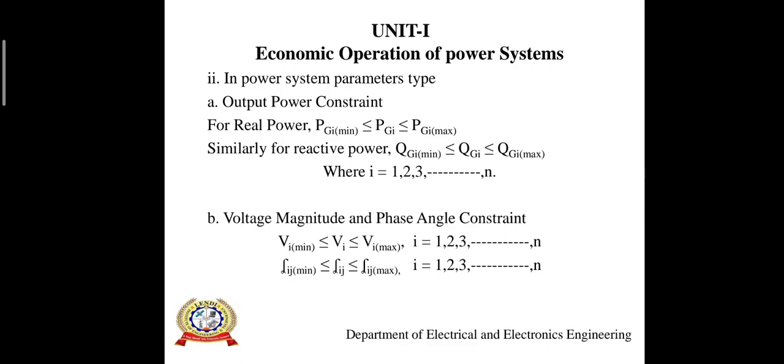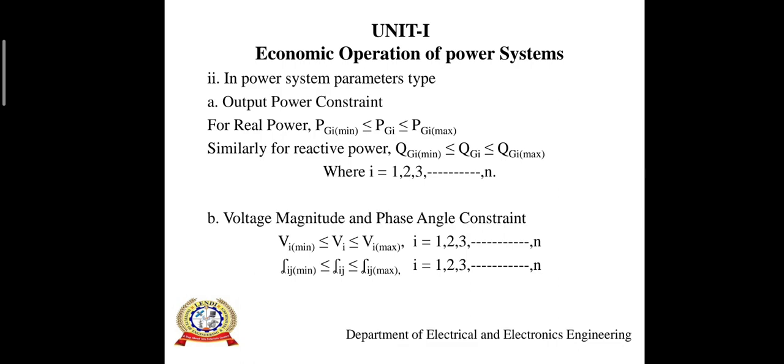Similarly for reactive power, we can write QGi minimum less than or equal to QGi less than or equal to QGi maximum. Whereas in real power generation, PGi minimum less than or equal to PGi less than or equal to PGi maximum, where i equals 1 up to n units. This comes under output power constraint.